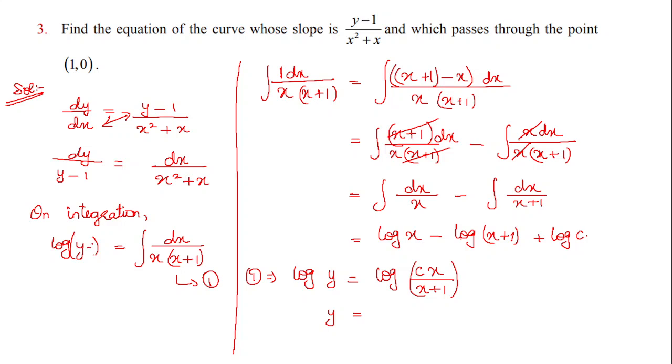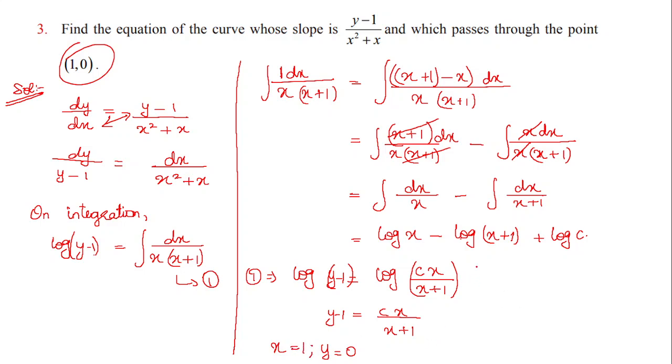log of y minus 1. So we'll have log of y minus 1. So y minus 1 is equal to cx by x plus 1. Okay. So another condition is given, that it passes through 1, 0. So it passes through 1, 0, which means y is equal to 0 and x is equal to 1.